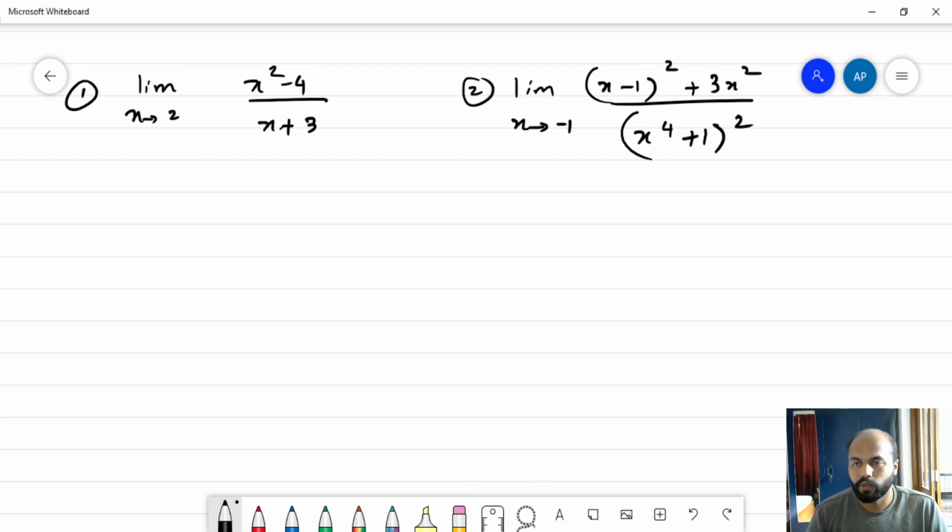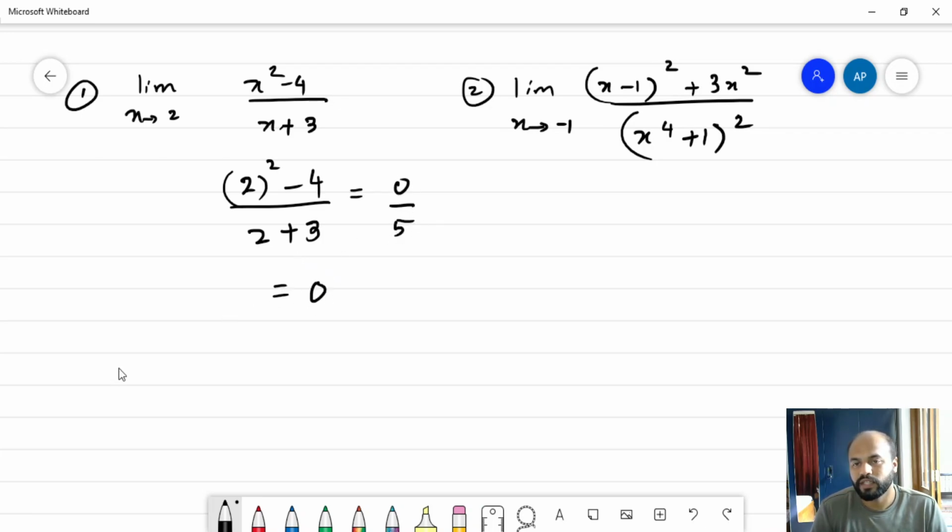So now this is the problem that is given to us. There are two problems. First thing that we have to check is we have to put the value of the limit, that is the value of x, inside, and check whether it is something definite. So if we see, it comes as 0 by 5, which means the value of the limit is going to be 0. So that is the answer to this question.